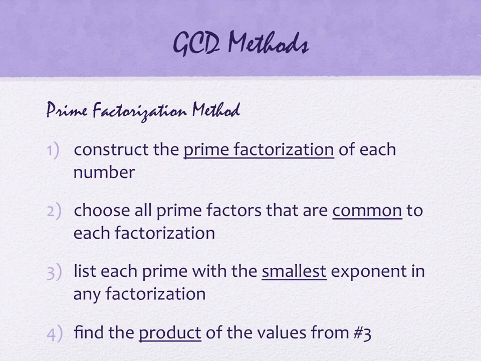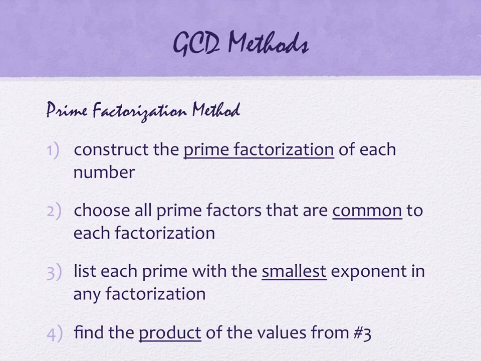Method number 2, prime factorization. Prime factorization might be the most involved method, but it's definitely the most structured method too. It's got a lot of structure to it. That's why you see step 1, step 2, step 3, right? So step 1 is to construct the prime factorization of each number, which we've done. We did that back in section 4 too, either by a tree diagram or by division by primes, right? Where we divided by primes in this division scaffolding. Step 2 is to choose all prime factors that are common to each factorization.